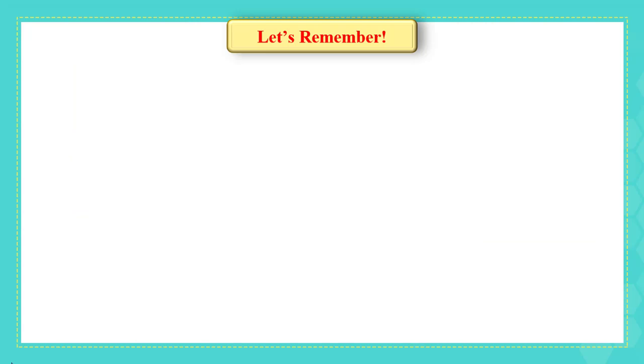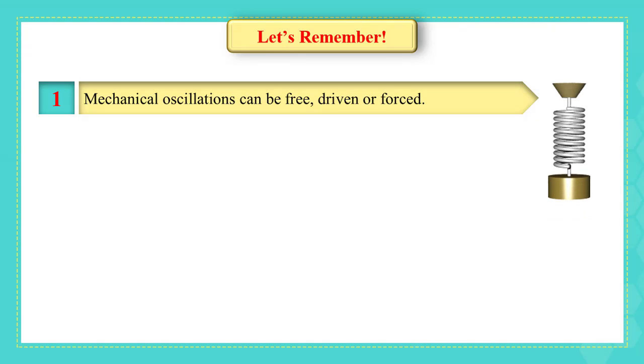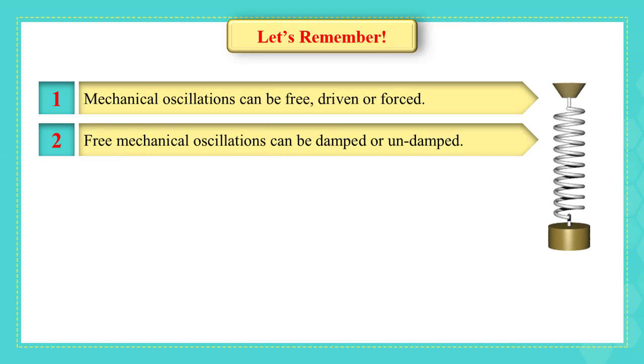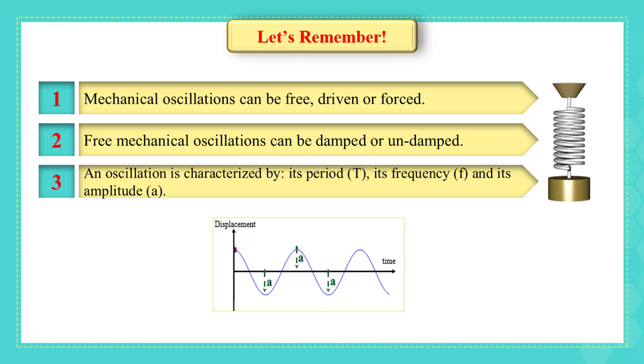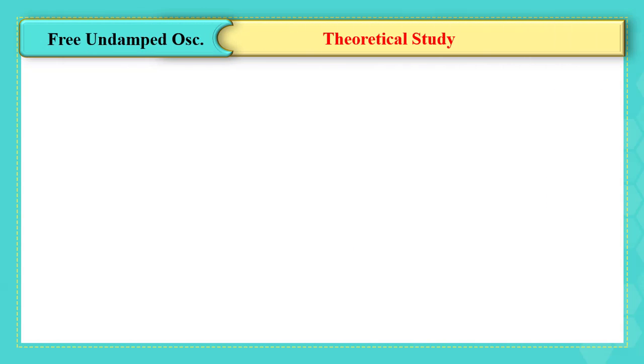Before we start, let's remember what we took in the last video, video number 1. We said that mechanical oscillations can be free, driven, or forced. Free mechanical oscillations can be damped or undamped. Finally, we said that an oscillation is characterized by its period, its frequency, and its amplitude.